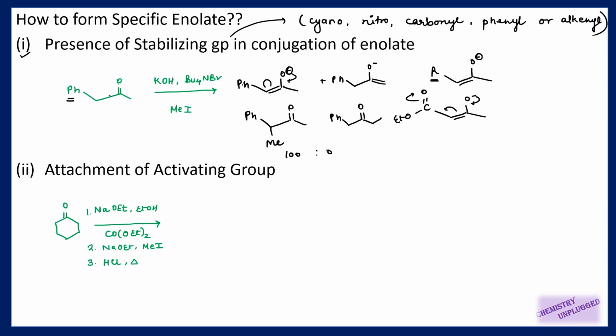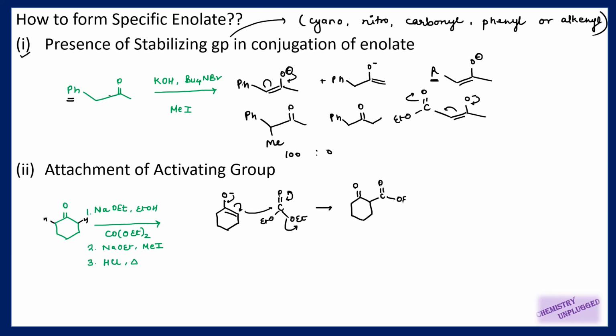Second possibility is if I can attach an activating group to any of these carbons. Suppose I am using first a base, so this base can remove this proton or it can remove this one, right? Any of these two. So you will first get an enolate like this. Then I am using diethyl carbonate, so it will attack on this carbon, and when it comes back, this group will be removed. So what I will get is an ester group attached here.